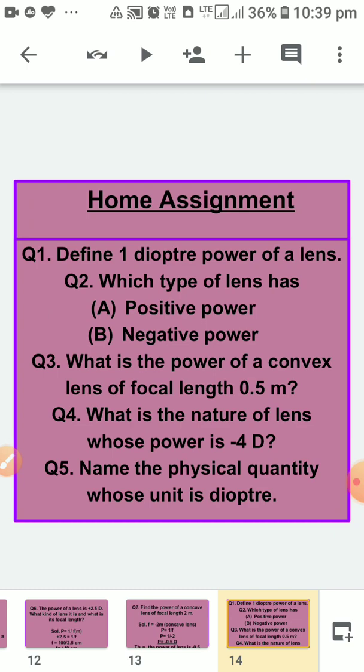So children, do practice numericals also, because numericals are also important in this chapter.